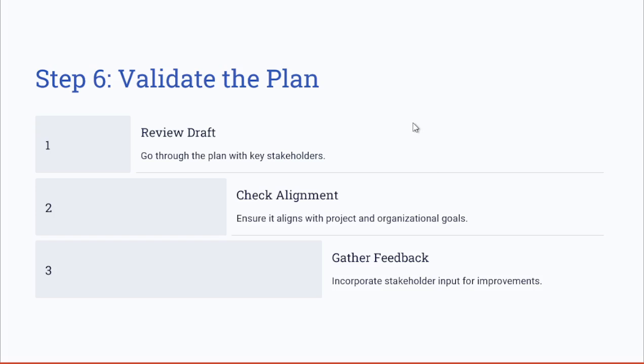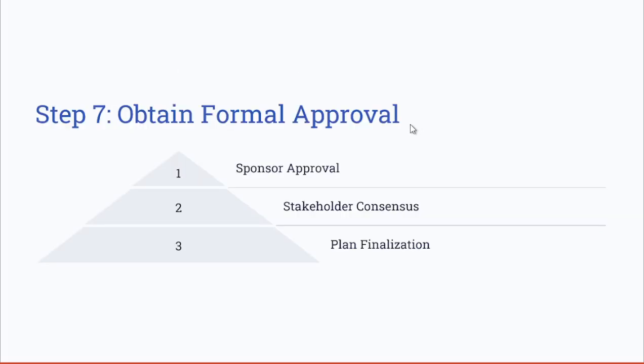Once you validate the plan and obtain agreement with the stakeholders, now you need to obtain the formal approval from the stakeholders or the project sponsor. So the final step here is to obtain the formal approval from the project sponsor and stakeholders, and this approval signifies the consensus and readiness to implement the scope management plan.